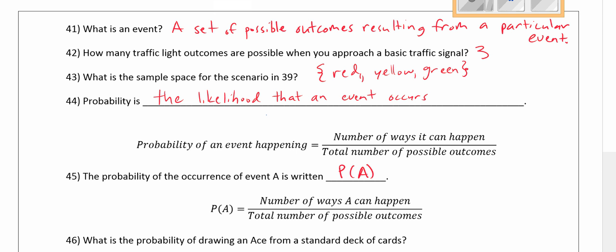So we're officially going to define probability as the likelihood that an event occurs. And we have an equation for this. The probability of any event happening is the number of ways it can happen divided by the total number of possible outcomes that could occur. Whenever we want to talk about the probability of something happening, we say capital P, and then in parentheses, we describe whatever that event is. So for example, the probability of event A happening is P of A.